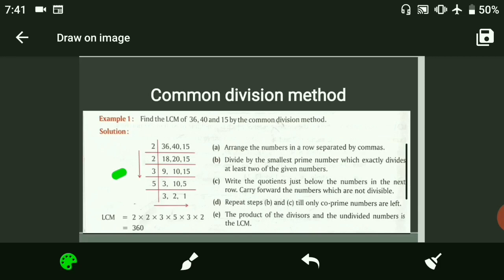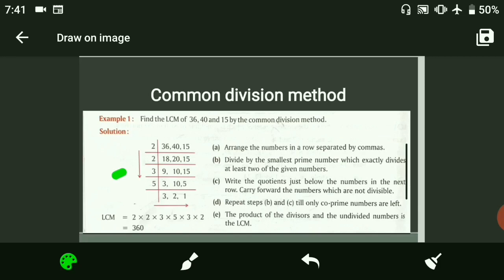Now see 3, 10 and 5. Do all 3 numbers come in one table? No. Do 2 numbers come? Yes. So in which table? 5. I have written 5 on the side. 3 I copy down as it is because 3 is not coming in any table. Then 5 2s are 10. So I have written 2, and 1s are 1.